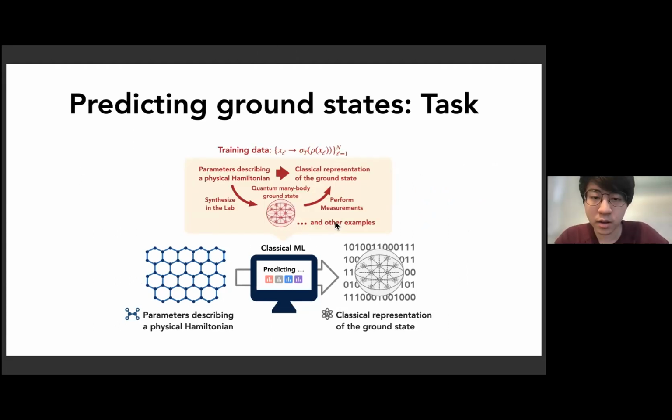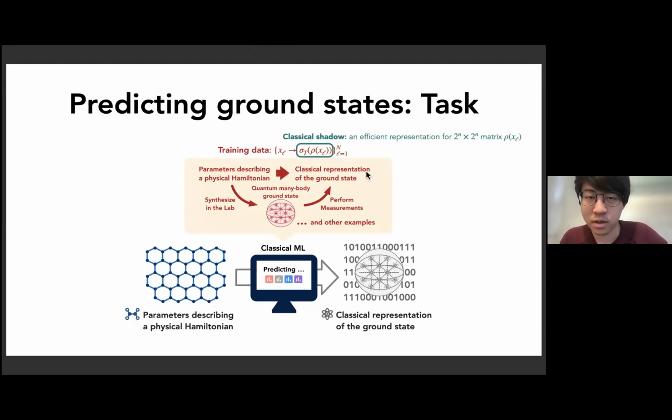Here we're going to focus on classical machine learning algorithm that's of the following form. So basically, there would be some training data. The training data consists of capital N different examples, and each example shows the following. Given some parameter that describes a physical Hamiltonian, we have the corresponding classical representation of the ground state. So this could be constructed as follows. Suppose we synthesize some ground state in the lab, and then we perform some measurements on it to construct this classical representation.